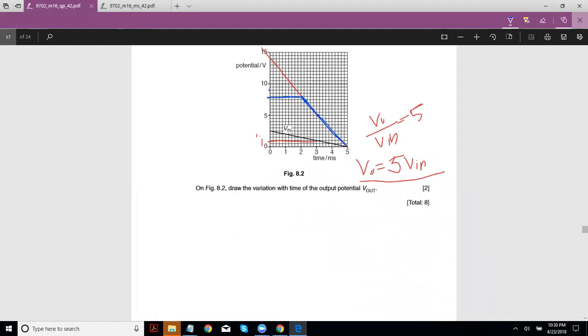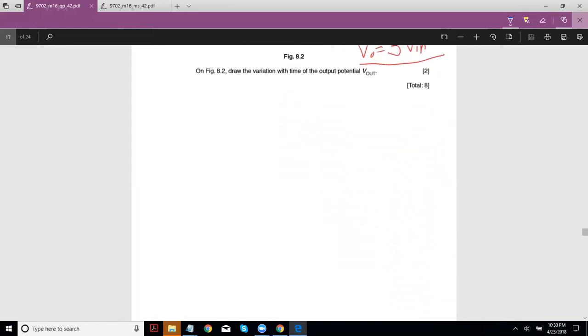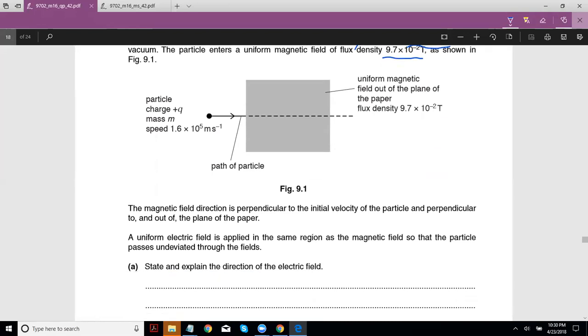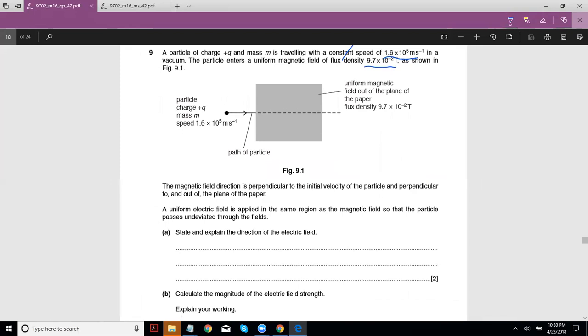Okay, on figure 8.2, draw the variation with time. Okay, I've done this. A particle of charge positive q and mass m is traveling with a constant speed in a vacuum. It enters a magnetic field of flux density B. The magnetic field direction is perpendicular to the initial velocity of the particle and perpendicular to and out of the plane of paper. That's important, out of the plane of paper.